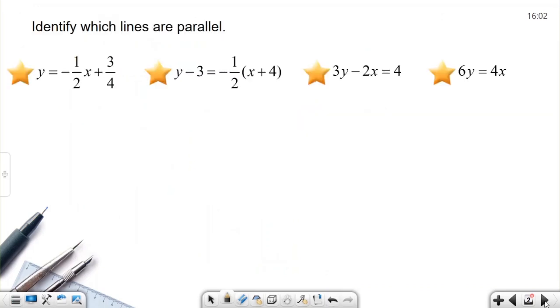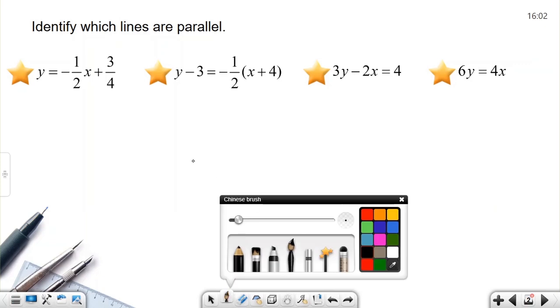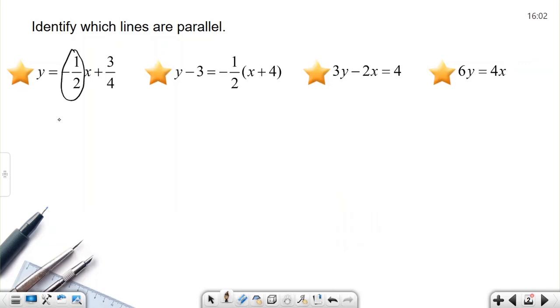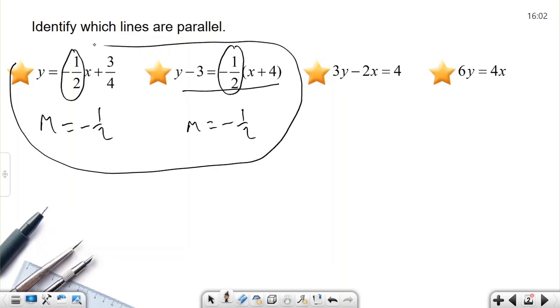Okay, let's continue identifying which lines are parallel. Here, that's slope-intercept form, so you can directly say the slope is minus 1 over 2. For that one, the slope is negative 1 over 2. If you check this one, this is the point-slope form, and the slope is again minus 1 over 2. So these two lines are parallel lines.